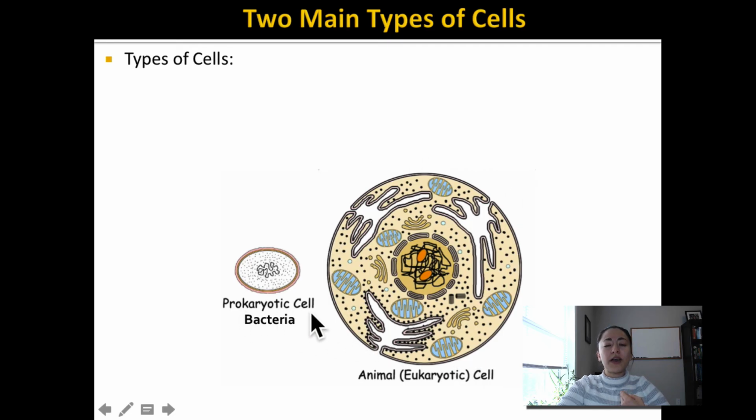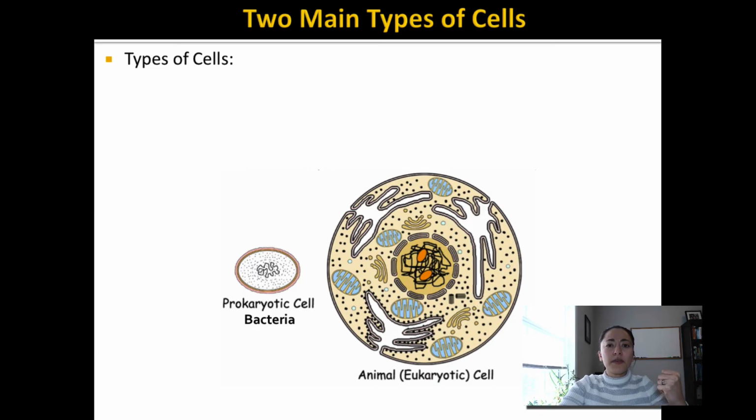Prokaryotic cells are found in very primitive organisms like bacteria and another group of organisms called archaea that are very similar to bacteria. Eukaryotic cells are a lot more complex, and they are found in things like animals, fungi, plants, and a group called protists, which are also single-celled organisms like bacteria. However, they have more complexity in their structures.